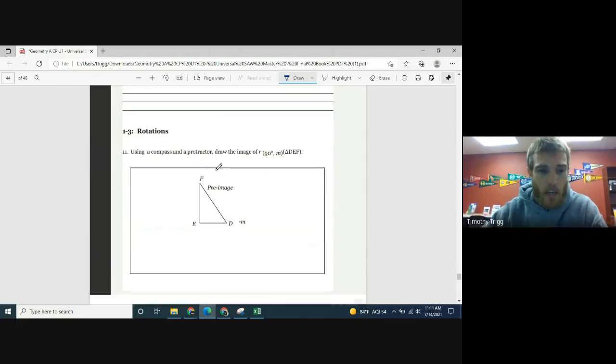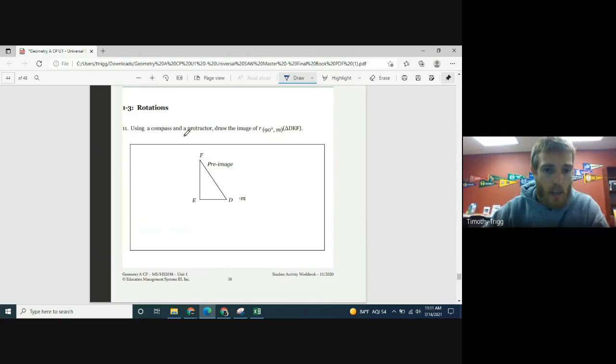Next, we're going to talk about rotations. So number 11, it says use a compass and protractor to draw image of R, 90 degrees, M, triangle DEF. So what does this mean? So lowercase r, that's different than capital R. As we saw with capital R earlier, that's a reflection. But lowercase r is a rotation. So we're rotating 90 degrees, and we're rotating around point M. So in this case, point M is the center of rotation. So this is our center of rotation, and we're going to rotate this pre-image to create the image.